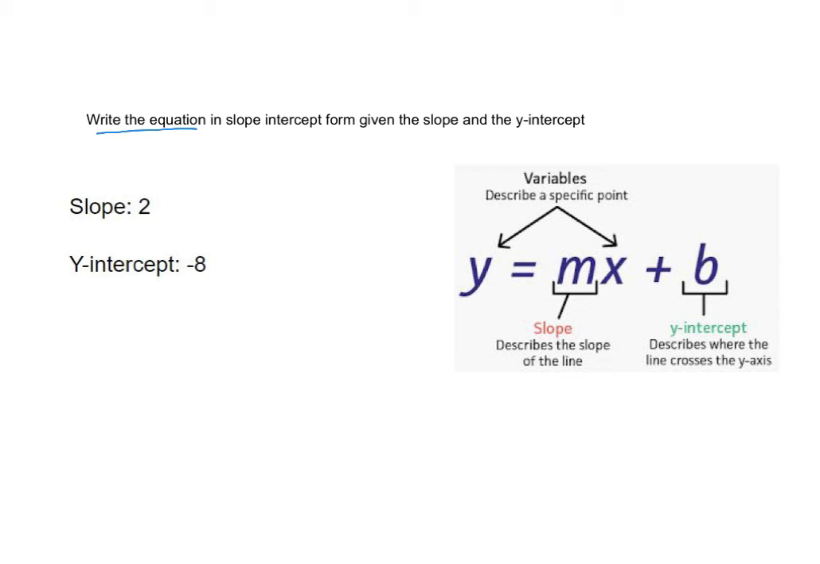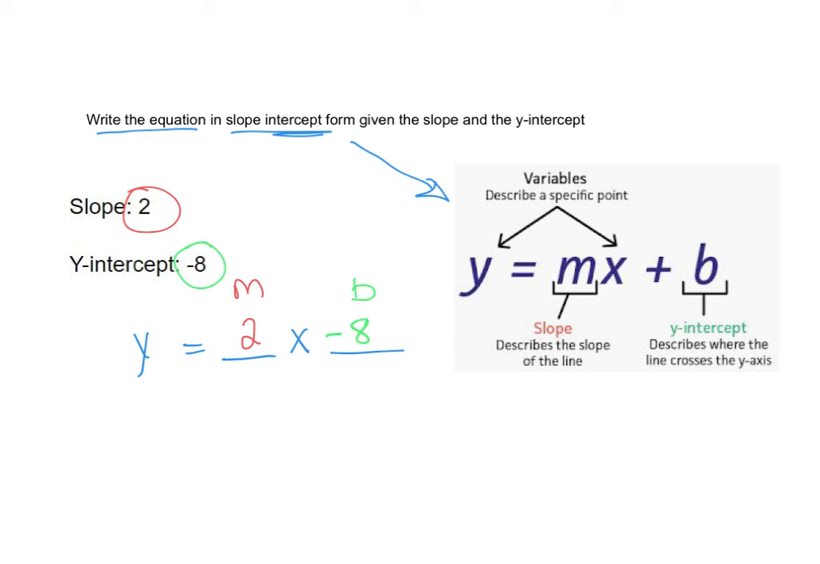Again, write the equation in slope-intercept form, which is y equals mx plus b. My m is my slope, +2. My y-intercept, my b, is -8. Because it is -8, I will put -8. So y equals 2x minus 8.